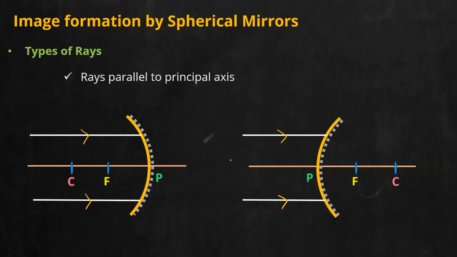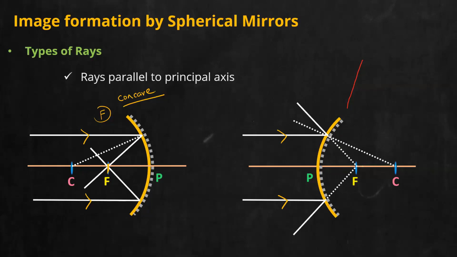Now can you guess what will happen to this ray? Any ray which is parallel to the principal axis, the fate of all these types of rays is the same. It will pass through the focus. And here you can see the focus is lying in front of the mirror for concave mirror, whereas for convex mirror, the focus is lying behind the mirror. So here, what will happen? We know convex mirror is a diverging mirror. So striking there, the rays will diverge with respect to the focus.